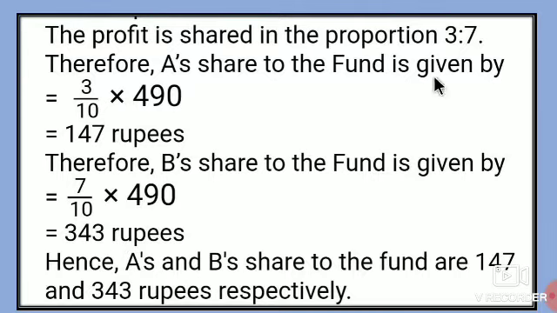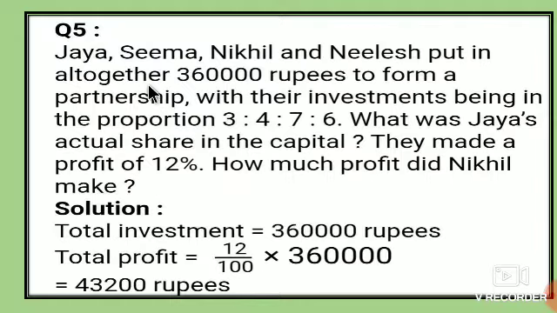Here the investment ratio is 3:7. So their profit ratio also will be 3:7, and person A shares the 3 parts. So 3 upon 10 will be the share of person A, and 7 upon 10 will be the share of person B here. Hence A's and B's share to the fund are 147 and 343 rupees respectively.